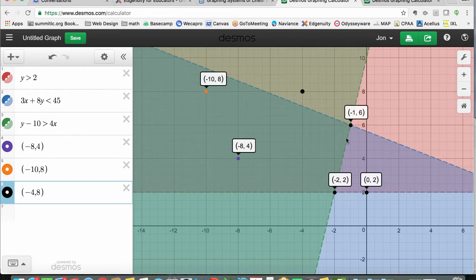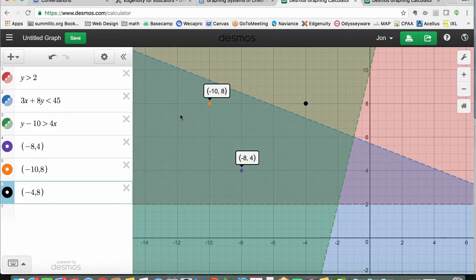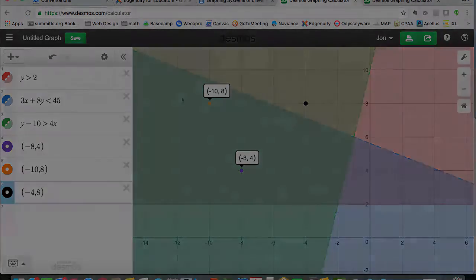In fact, even the corner points are technically not solutions as well, because anything on the line is not a solution. So these 2 points are solutions, and that's how you find solution sets to systems of linear inequalities. You're looking for points that lie in where all the graphs overlap.